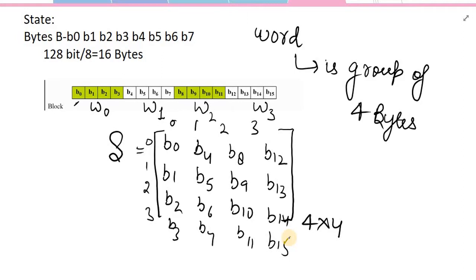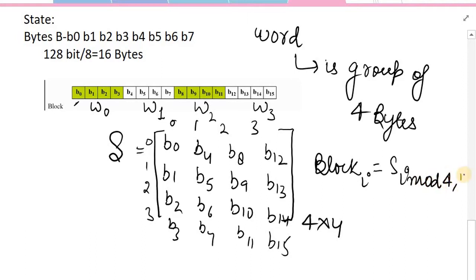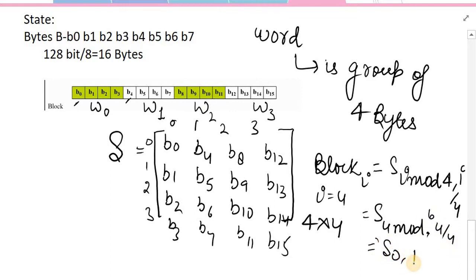Otherwise you can use an equation also: a particular block I will be placed at I mod 4 comma I divided by 4. Like if I want to place my B4, the value of I is 4 here. So I mod 4 is 0, and 4 divided by 4 is 1. So 0 and 1. In this position my B4 will be placed.